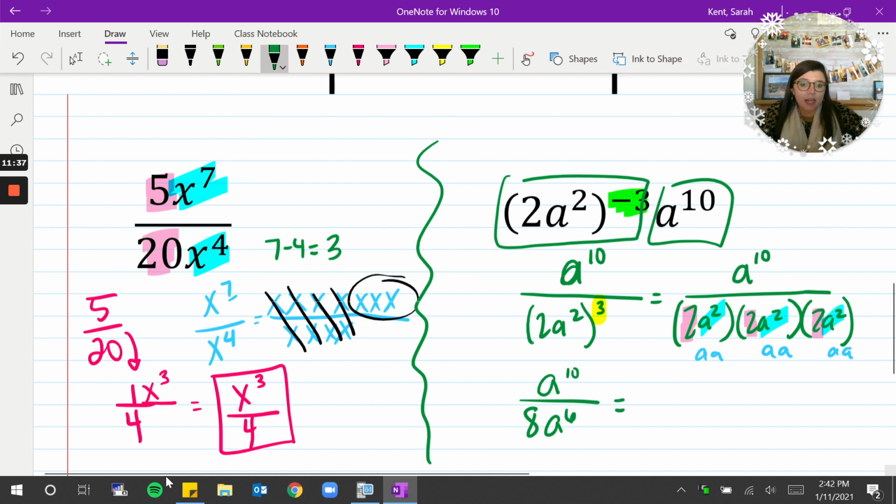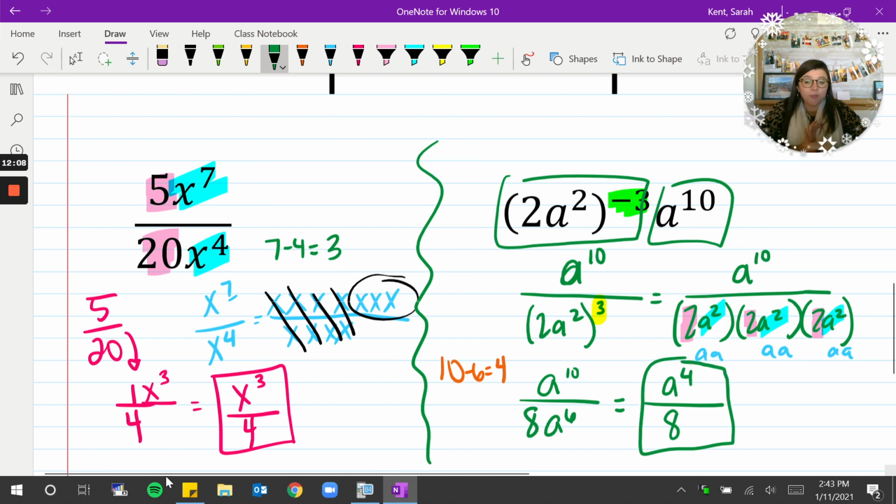So now I need to take care of these a's. So 8 will still be on the bottom. And then you can write out all the a's, or since this is a fraction, I can do 10 minus 6. And 10 minus 6 will give me 4. So 10 is bigger, so I'll keep a on top, and that will be a to the power of 4. All right. If you have any questions, please ask me or Miss B, and you can start working on the practice.